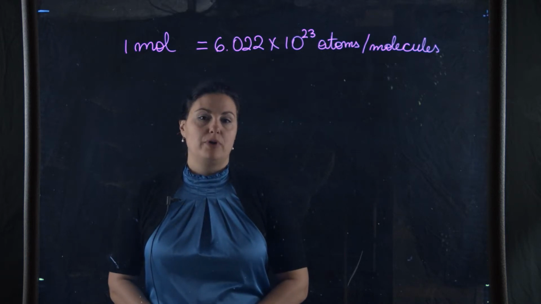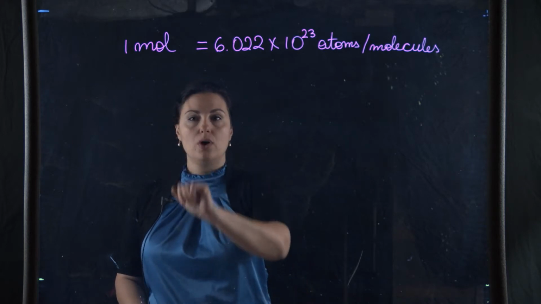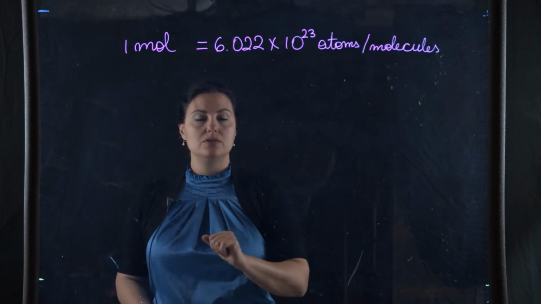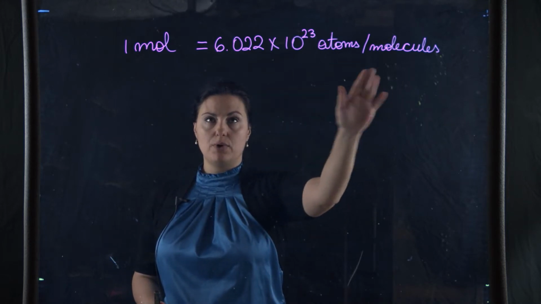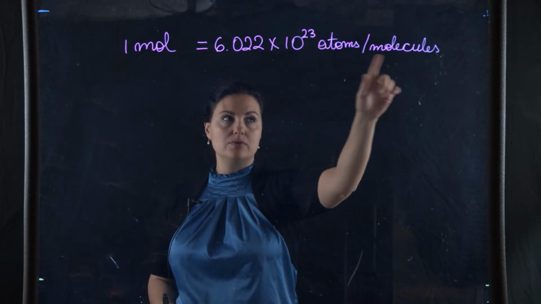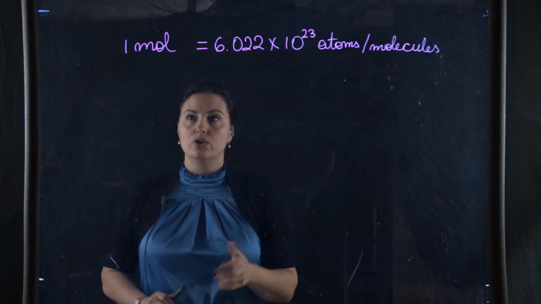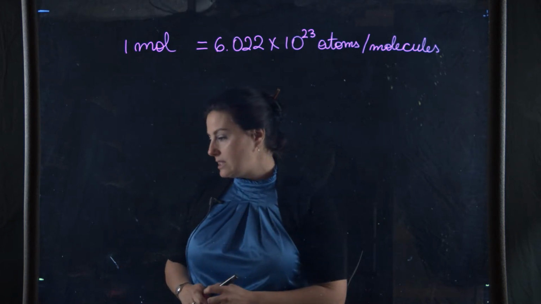In this set of problems, we are going to use this relationship. 1 mole of a substance, atoms or molecules, is equal to Avogadro's number, 6.022 times 10 to the 23rd atoms or molecules. We're going to learn to do some problems using this relationship. Let's look at the first example.